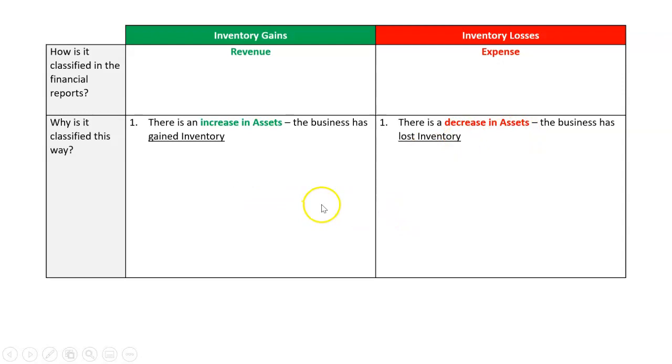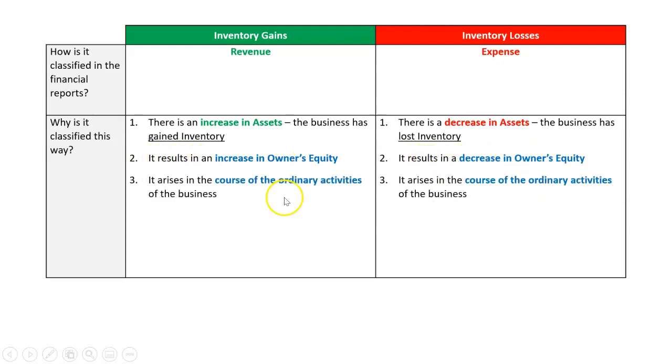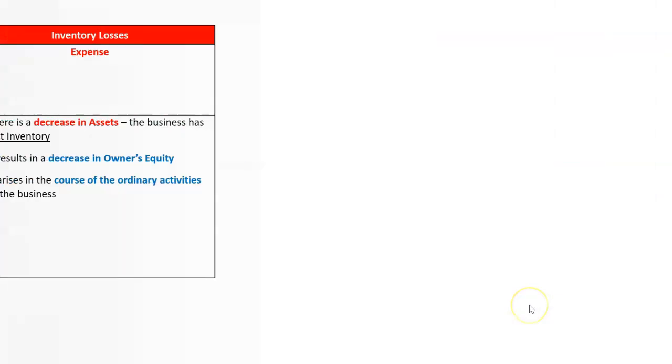What else makes these revenues and expenses? Well, the second part is a revenue. This one here will result in an increase in owner's equity, and this one here will result in a decrease in owner's equity. And lastly, they both have the same third characteristic. They both arise in the course of the ordinary activities of the business. In other words, this one's not a capital contribution and this one's not drawings. How do you get an inventory gain or an inventory loss? Well, just from opening the store every day and running it. So they both occur during the course of ordinary activities.